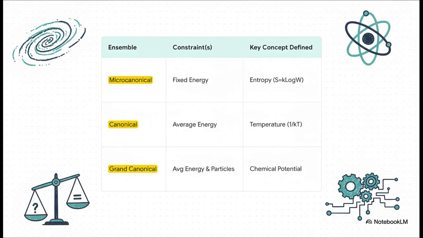If you tell it the total energy is perfectly fixed, you get one set of rules. If you tell it you only know the average energy, you get another set of rules and a whole new set of concepts like temperature. It's the exact same logic every time, just with different constraints.